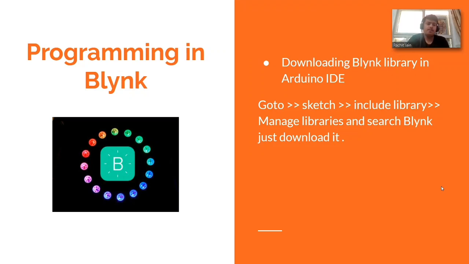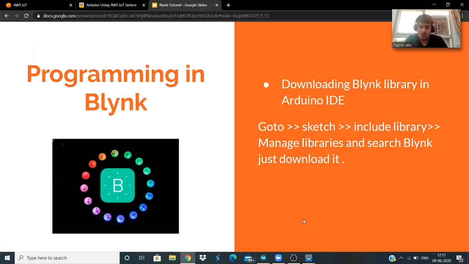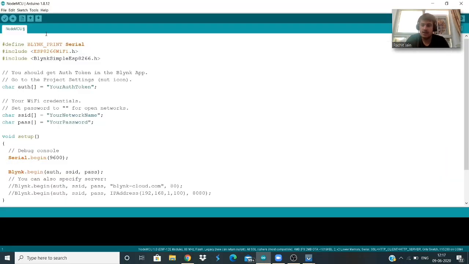Now come to the programming part of the Blynk app. First of all, you need to download the Blynk library in Arduino IDE. I have given you the procedure for how you can download the Blynk library, and I'll also tell you how we can download it. Just go to your Arduino IDE, go to File, go to Sketch, go to Include Libraries, go to Manage Libraries.